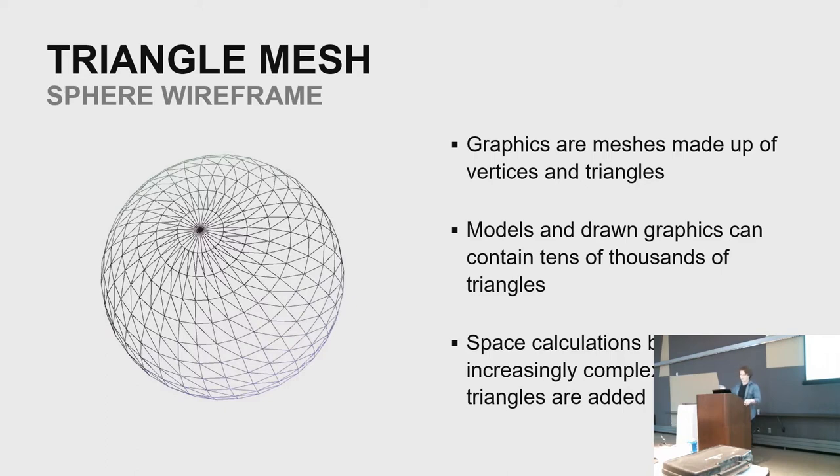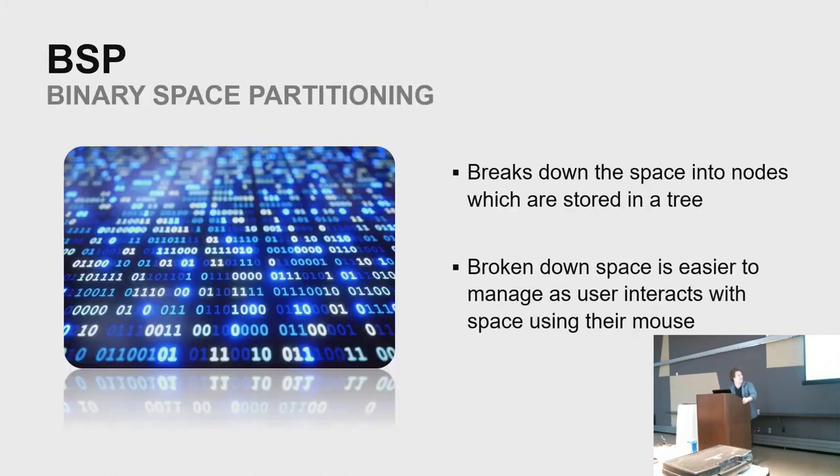Otherwise, every single time you dragged your mouse around and hovered over something, we'd have to check all of the triangles in the drawing to see if you're hovering over a specific thing. And so that's where the BSP comes in. I added this picture because it's gibberish, and I thought it was funny. But binary space partitioning is what BSP stands for, and that's binary, of course. The BSP breaks down the space into nodes, which are stored in a tree, and this should be relatively simple to you guys.